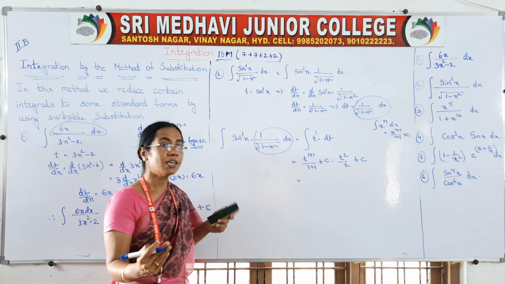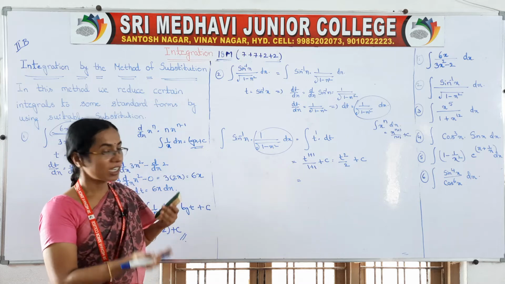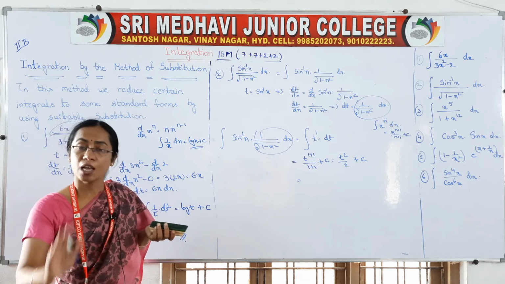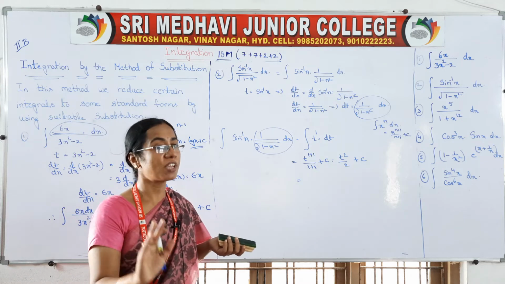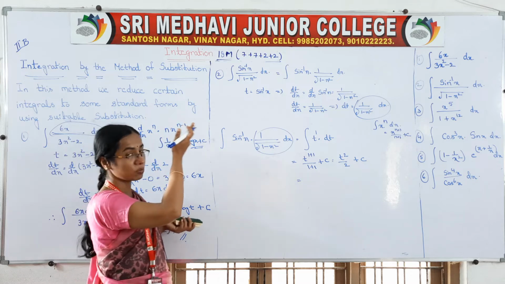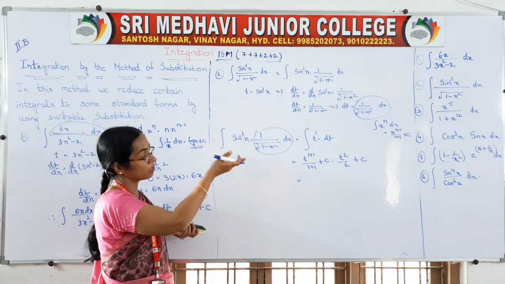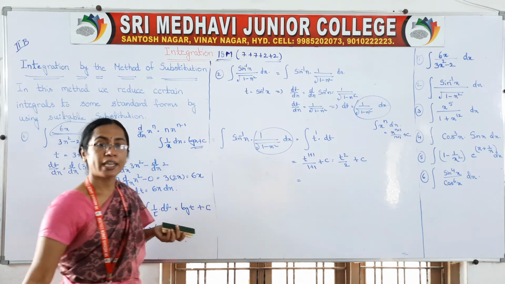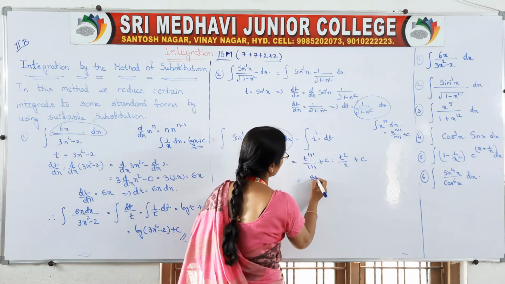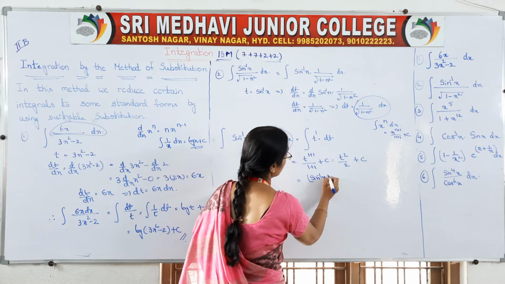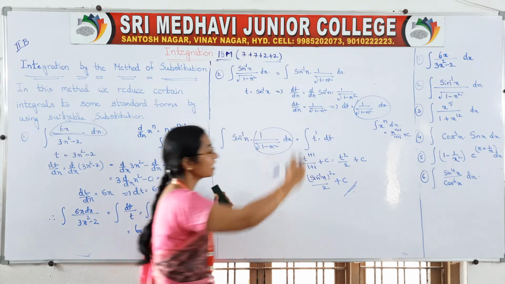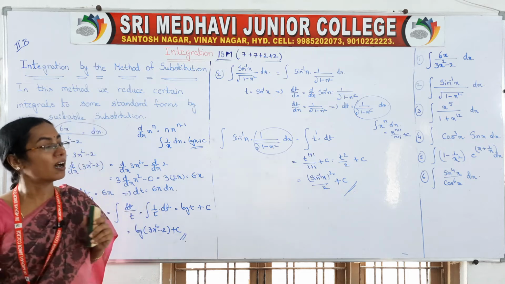At the end of the problem, we have to substitute the t value again. Why? The question is in terms of x, so the answer also should be in terms of x, not in terms of t. The question is given with respect to x, so the answer also should be in terms of x only. So what is your t? Sine inverse x. So sine inverse x whole square by 2 plus c. Right? So this is your answer.